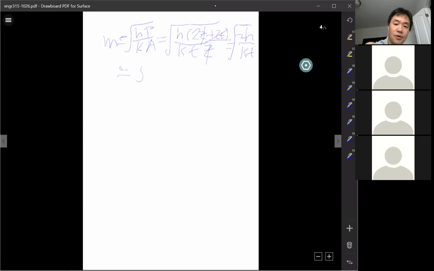m equals 5.774. If you still keep the original form, 2Z plus 2T, it doesn't matter. It will give you 5.775. Okay, is there any difference? Is that clear?